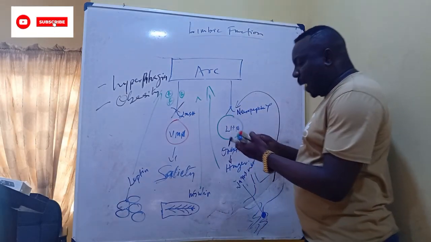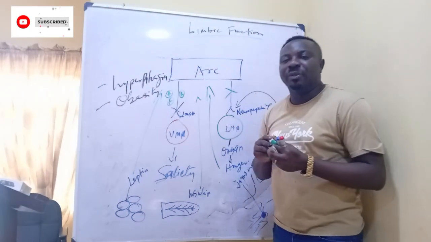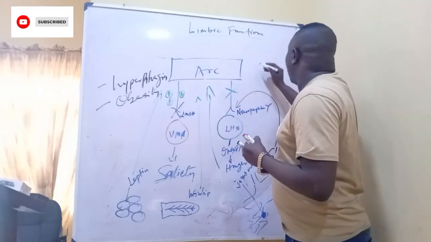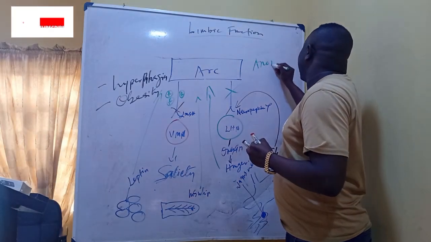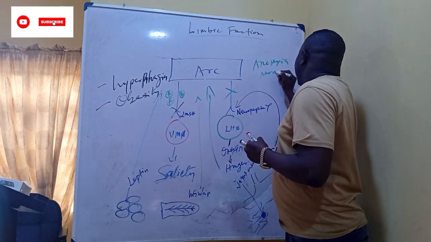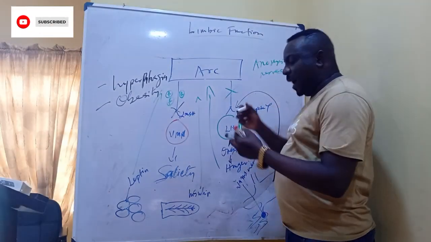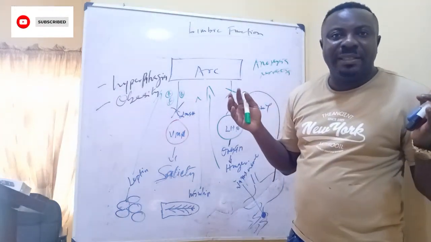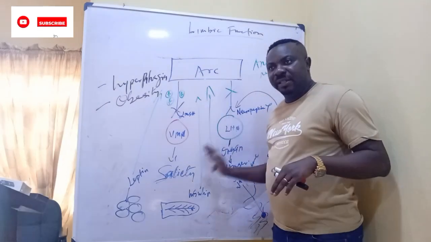Now, if the lateral hypothalamus is destroyed, or if there is a lesion in the lateral hypothalamus, what will happen? The person will never feel hungry. And this can cause what we call anorexia, also called anorexia nervosa. Patients that have anorexia usually become emaciated. Do you understand?